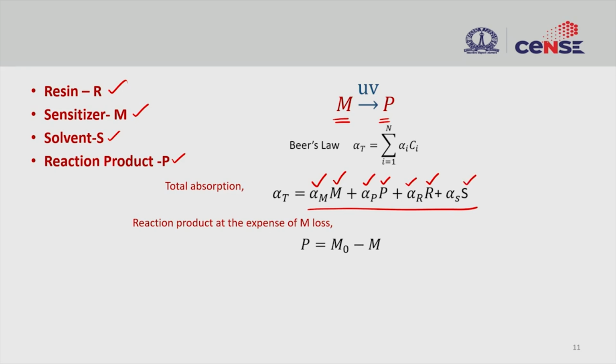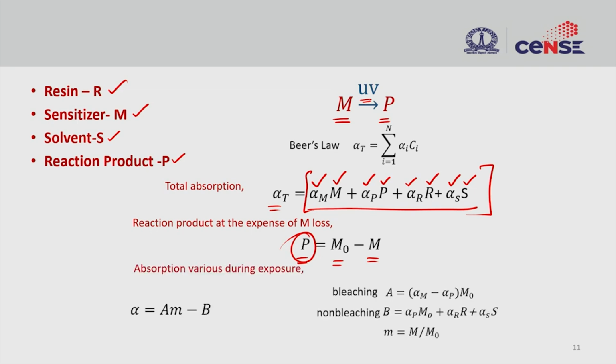The solvent that we use to make your resist liquid will also absorb. So all these constituents are going to give you the total absorption, right? And the product absorption is pretty easy to measure, because your initial amount of sensitizer that was present will reduce to some M after exposure with the source. So this product is created by the difference in the amount of sensitizer present initially and finally, right?